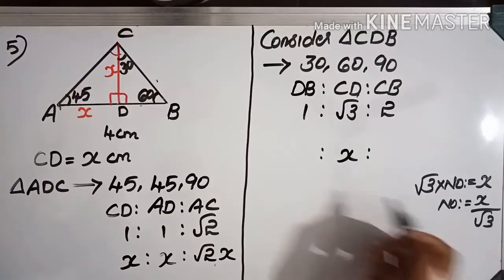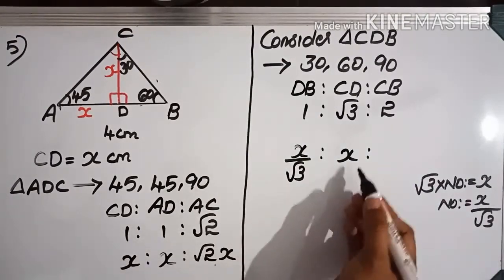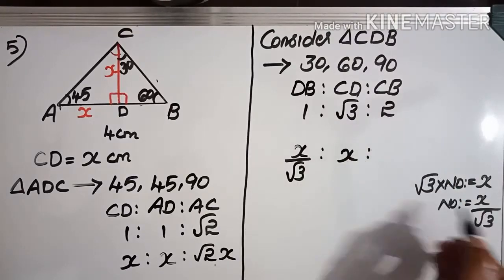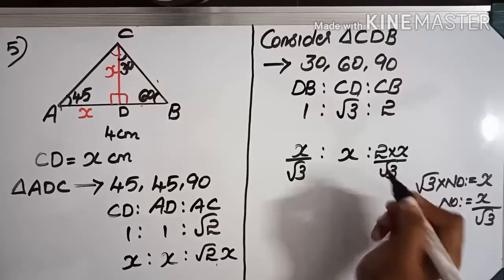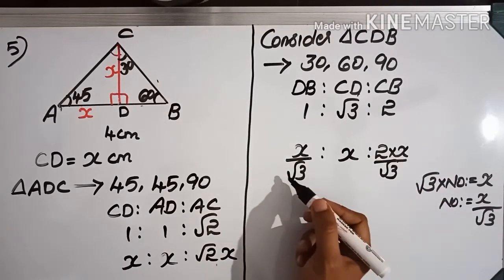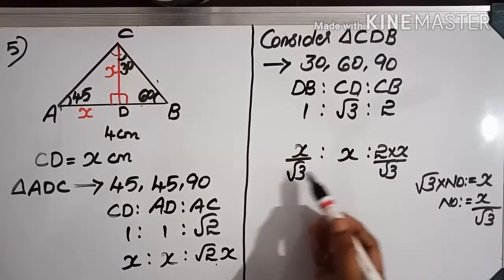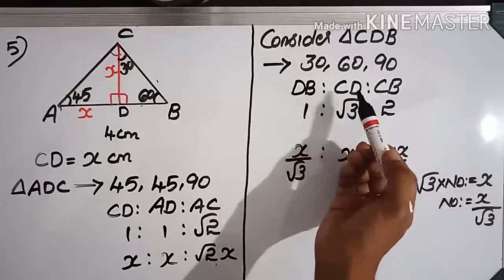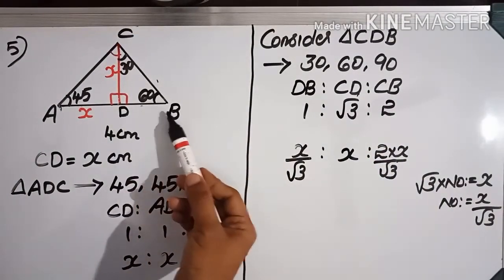So 1 into x by root 3, the answer will be x by root 3. Here no need to write. Next, 2 into x by root 3, like this. So x by root 3 is to x is to 2 into x by root 3. Here we got these three sides as DB, CD and CB. So DB is what? DB is this side, this portion.